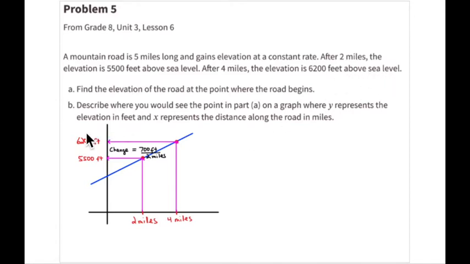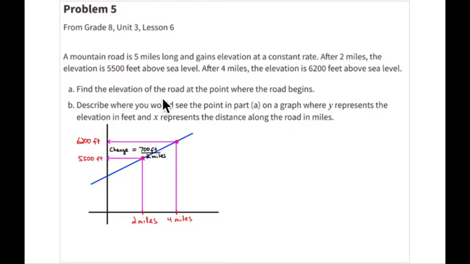So what does a little drawing of that look like? So after 2 miles, the road is 5,500 feet above sea level. So this y-axis would be feet above sea level. And the x-axis would be number of miles. After 4 miles, it goes up another, and we're going to figure this out, but it's 700 feet. It goes up another 700 feet to an elevation of 6,200 feet.